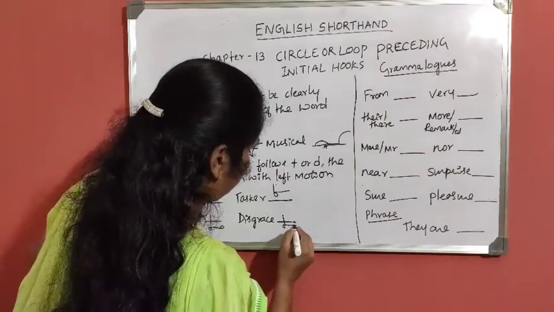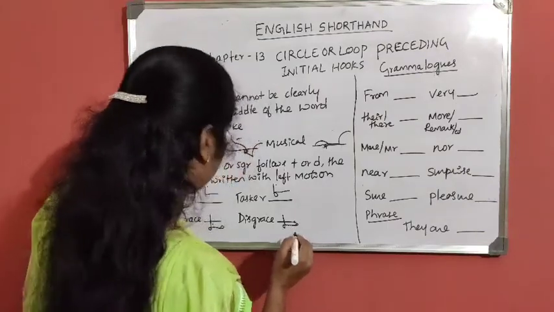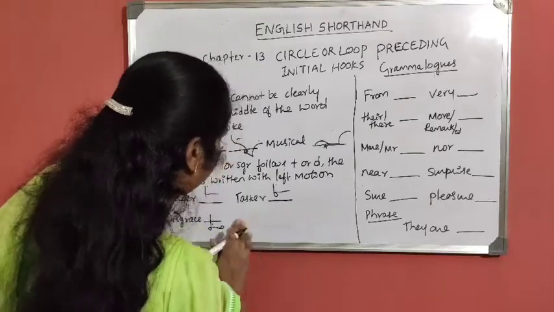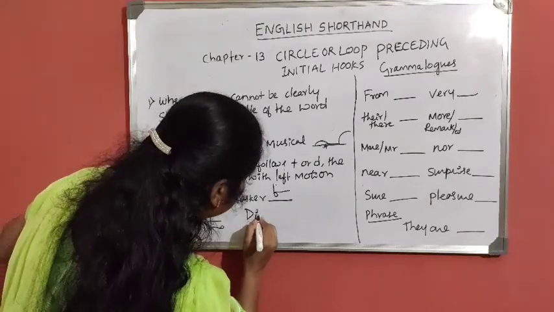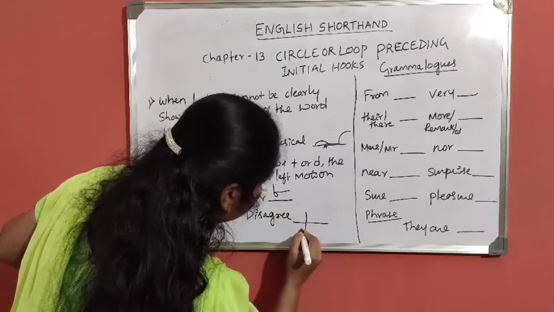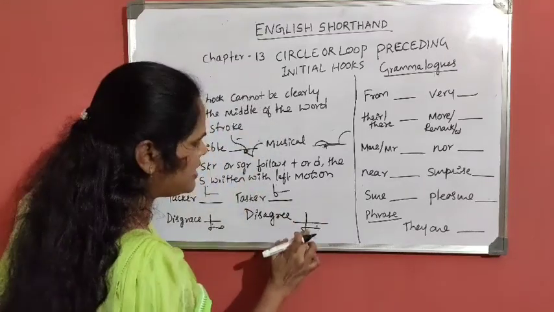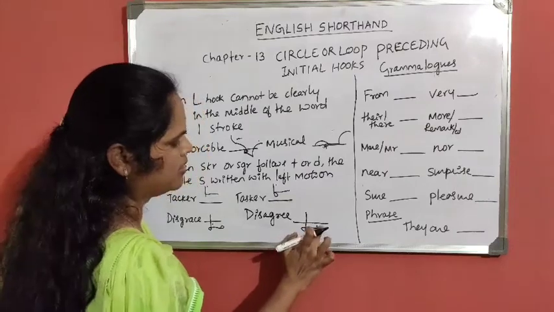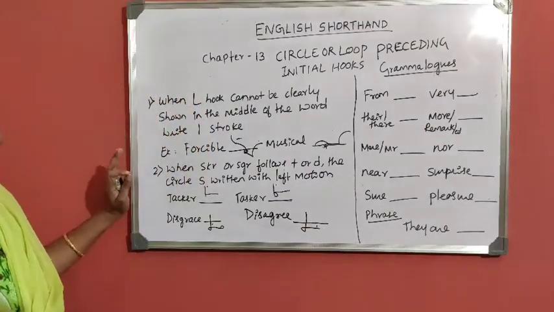Okay. Same word I wrote here. Disagree it is. Disagree. This is disagree. D circle S, gur, E vowel. Hope it is clear now.